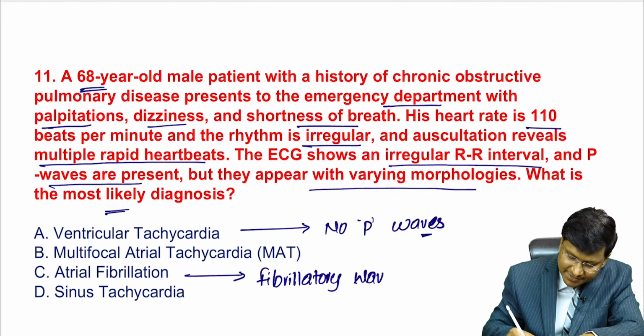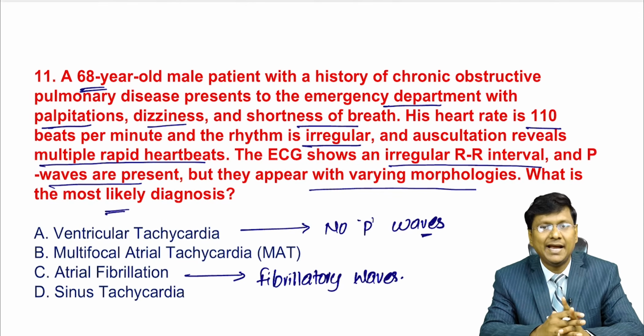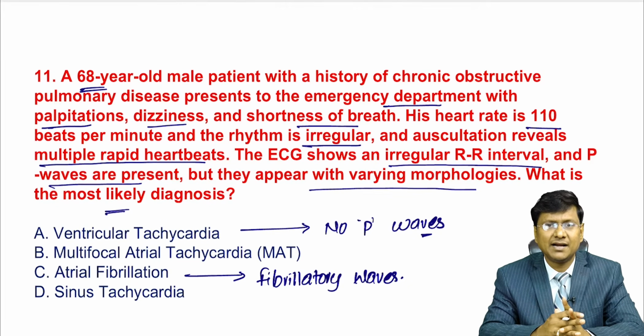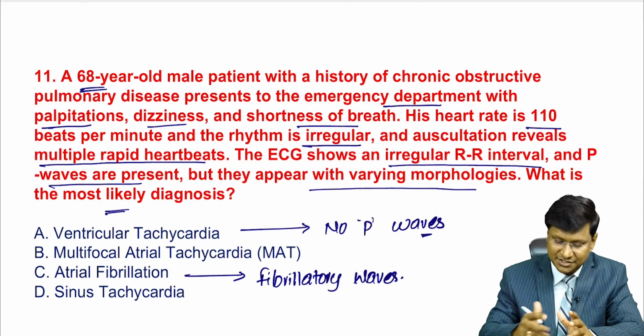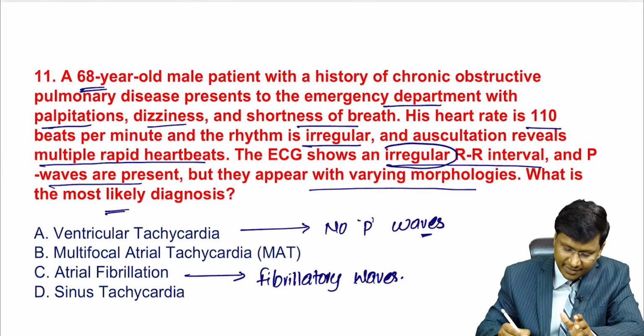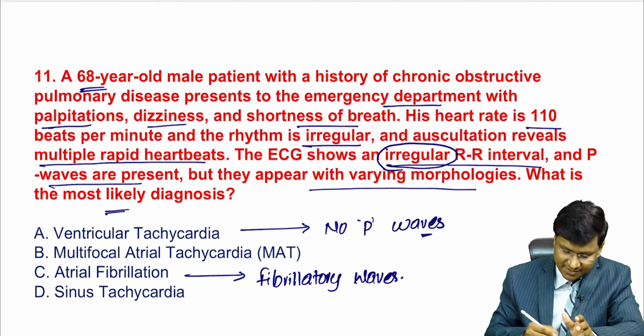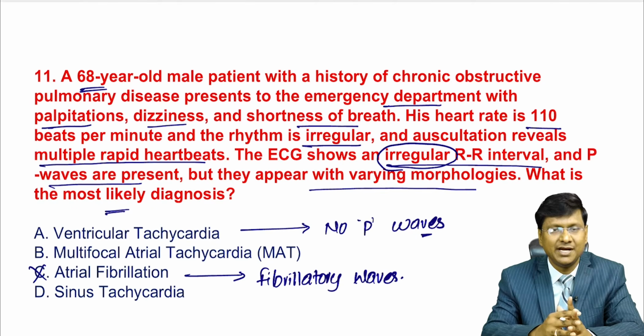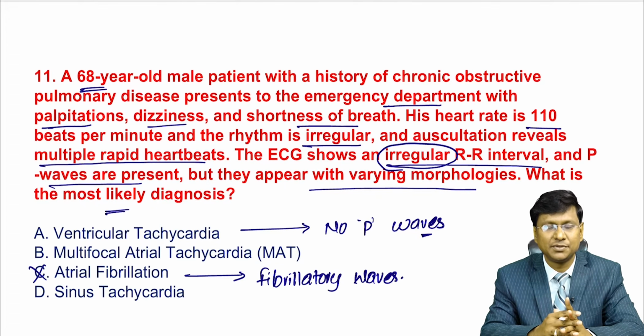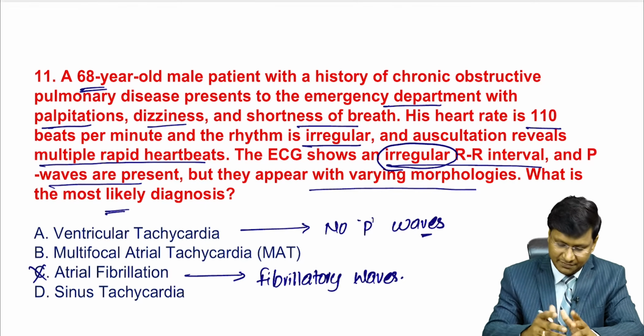Rather than that, you have the presence of the fibrillatory waves. And how will be the RR interval in patients with atrial fibrillation? Yes, it will be an irregular RR interval, but P waves are present. This is one point which is going against atrial fibrillation, because in atrial fibrillation what you will have is the fibrillatory waves but absent P waves.